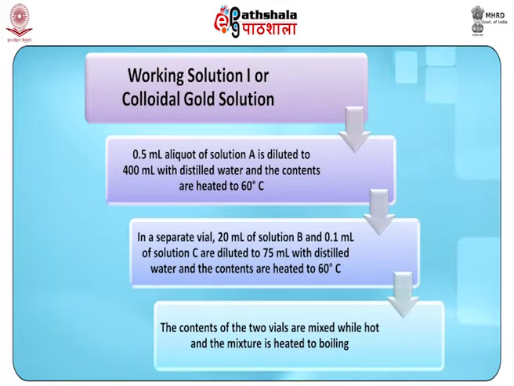Now, working solution 1 or the colloidal gold solution is prepared as follows. A 0.5 ml aliquot of solution A is diluted to 400 ml with distilled water, and the contents are heated to 60 degrees Celsius. In a separate vial, 20 ml of solution B and 0.1 ml of solution C are diluted to 75 ml with distilled water, and the contents are heated to 60 degrees Celsius. The contents of the two vials are mixed while hot, and the mixture is heated to boiling.